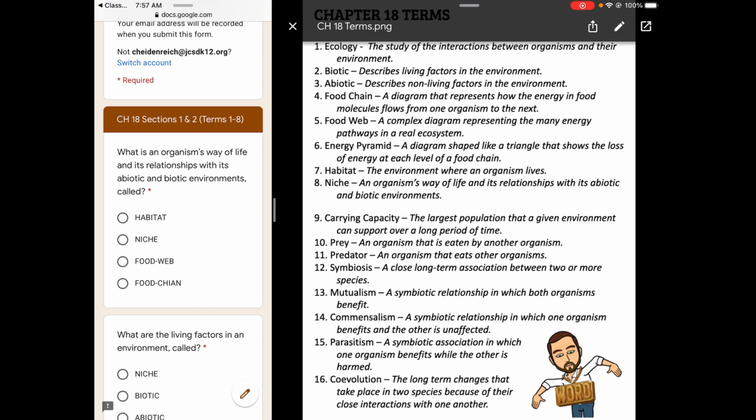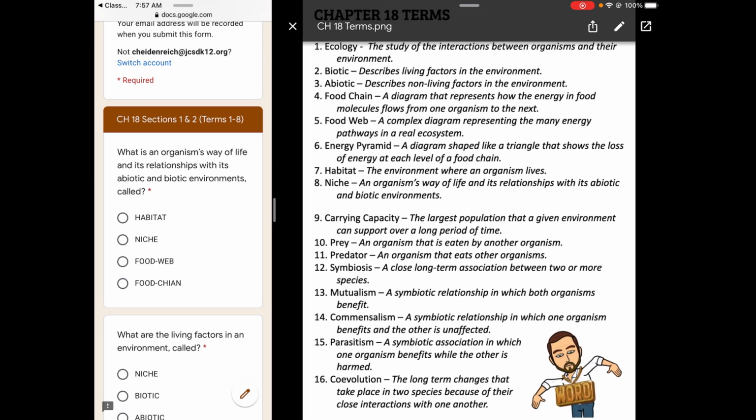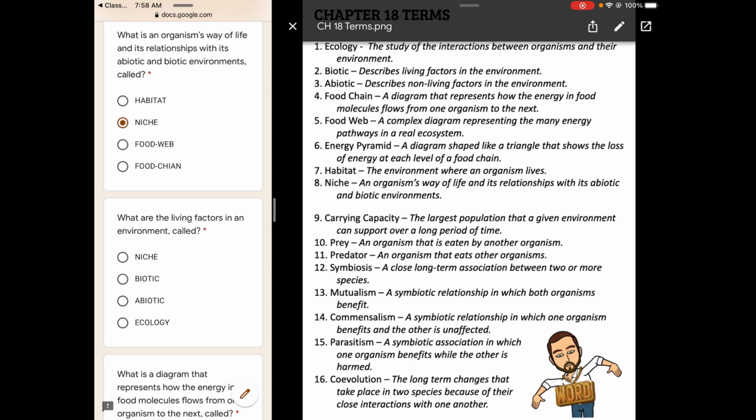So what is an organism's way of life and its relationship with its abiotic and biotic environments called? So we'll check habitat. So there's habitat, the environment where an organism lives. That doesn't match. Niche, an organism's way of life and relationship. Oh, that matches. And the great news is that won't be the answer again. So right away in the second question, I can see niche again, and I know it's not the answer, so I'm going to skip it.